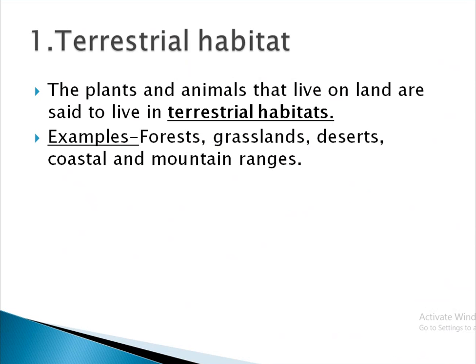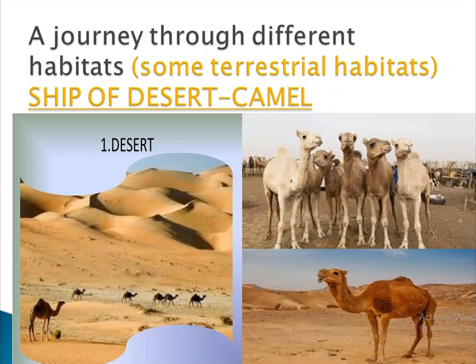Let us know about some habitats, their biotic and abiotic factors, and some adaptive features of animals. Let's start with some terrestrial habitats. First we study the ship of the desert, that is the camel. As you can see here, the desert is very hot in the daytime and cold at night. In spite of this, animals and plants live in the desert. Let us study some specific features of the camel.